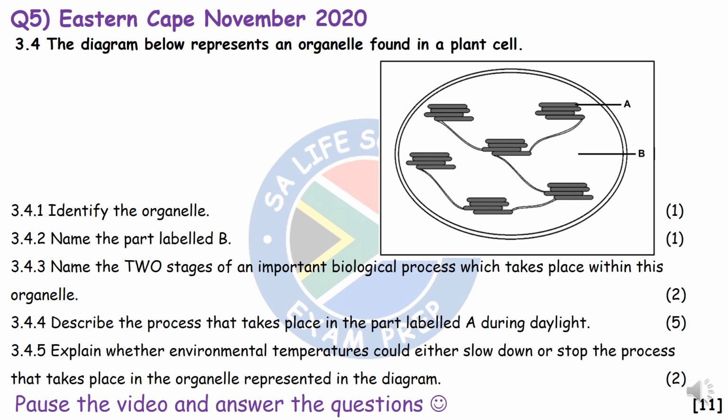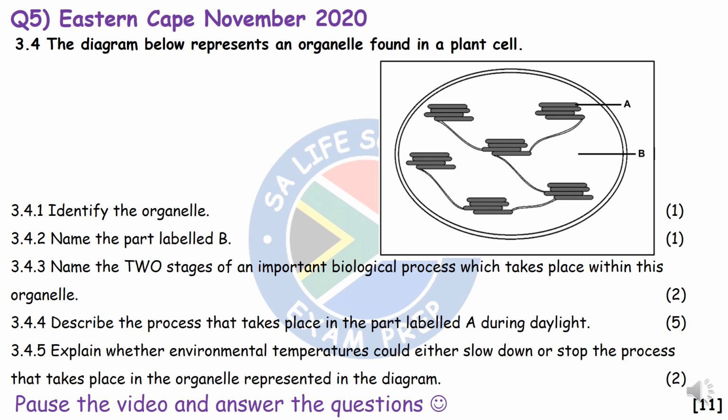So the first label A is pointing to the thylakoid membrane. If you want to be even more specific, you can say the lumen of the thylakoid membrane, as we can see that the line goes to the inside of the thylakoid. B is pointing to the liquid medium known as the stroma.